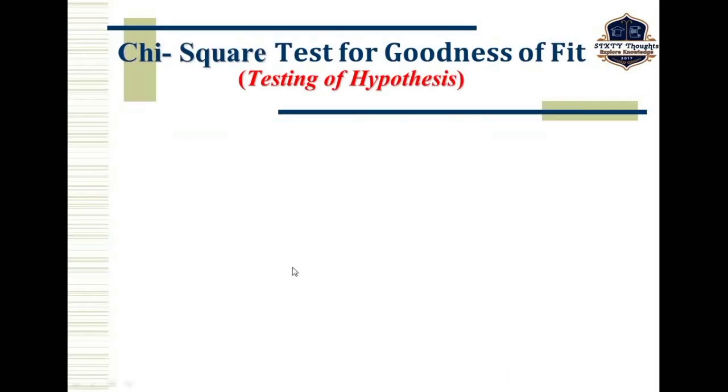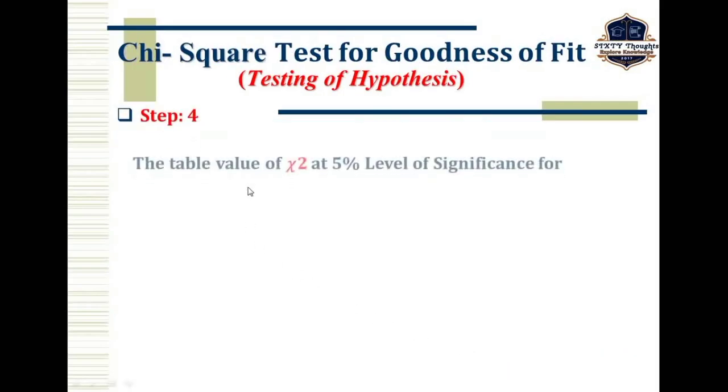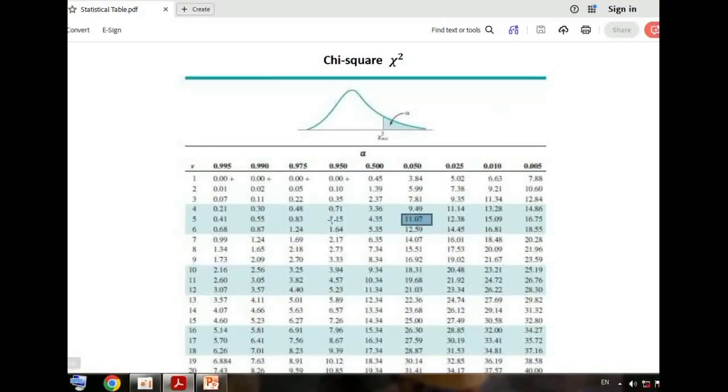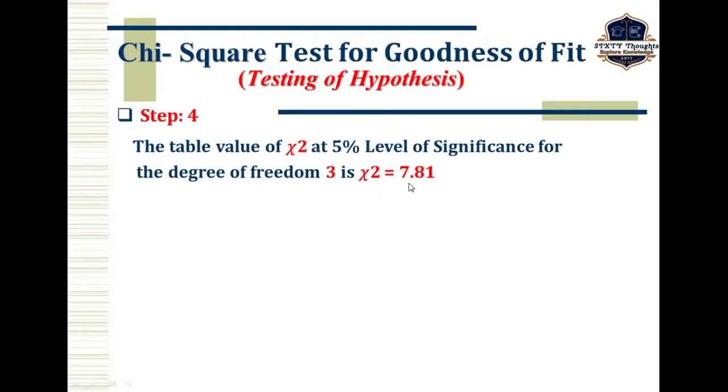Using the degrees of freedom, we are going to find the table value. Step number 4: the table value of chi-square at 5% level of significance for 3 degrees of freedom is 7.81. Using the statistical table, the percentage is 5% and the degrees of freedom is 3, so we get 7.81. Therefore the table value is chi-square equal to 7.81.